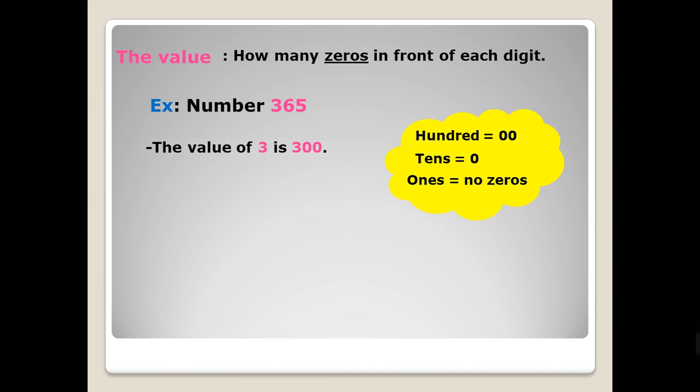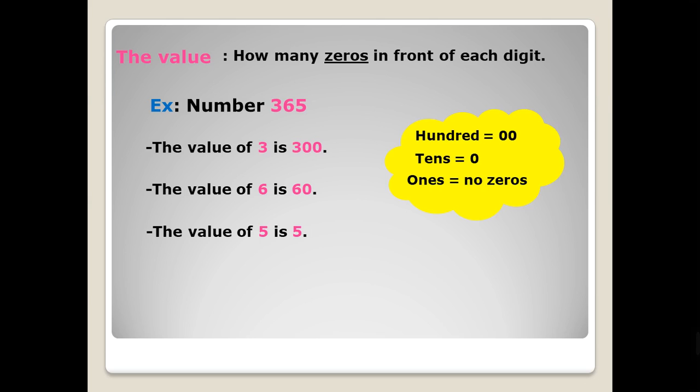For example, if we have number 365, the value of digit 3 is 300, okay? Because 3 is in hundreds place and 100 has 2 zeros. And the value of 6 is 60. 6 is in tens place and tens has 1 zero. So I will put 1 zero in front of 6. Then the value of 5 is 5. Because the number 5 is in ones place and ones doesn't have any zeros, okay?